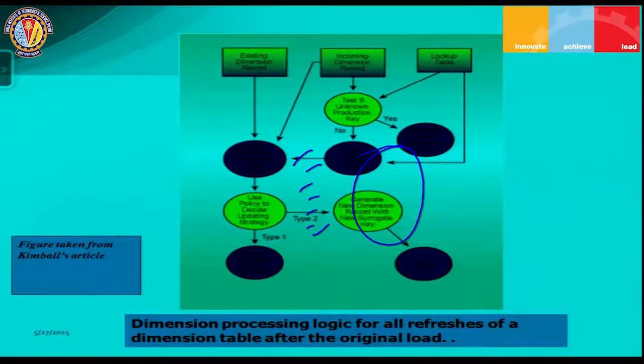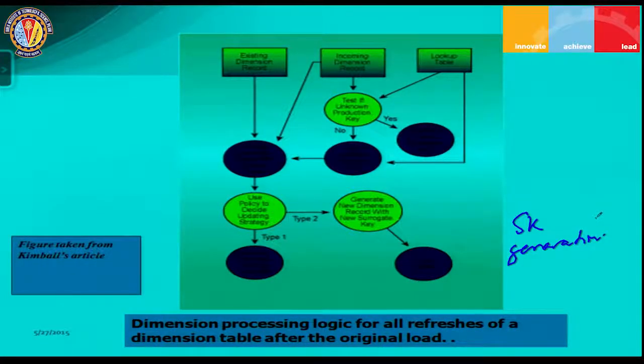And let me clear the annotation. So this is now the subsequent load surrogate key generation logic, which I have already explained to you. This is given in a flowchart kind of a form. So incoming dimension record, you start here and test if it is an unknown production key. Unknown means it is not there earlier. So if it is yes, generate a new surrogate key. This part is pretty simple.